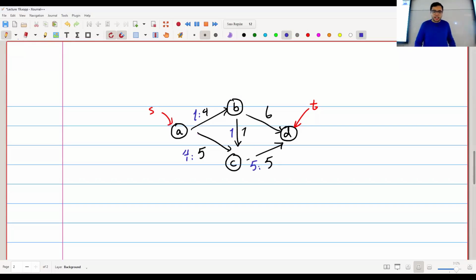Okay. Can I send any more flow? How? ABD. Okay, so I can send 3 units from here. But interestingly, I can do something else as well. I want to show you a different way of sending flow. I can send flow along this path. So I can do this.